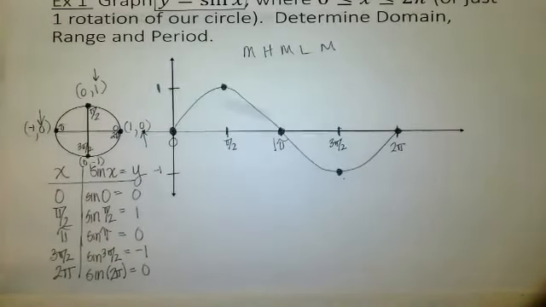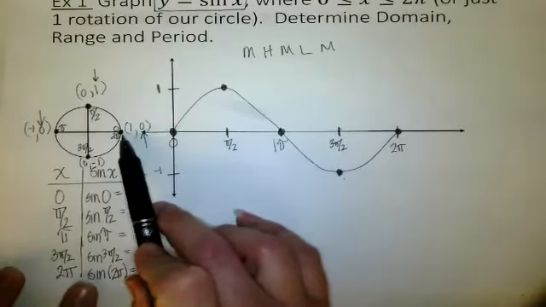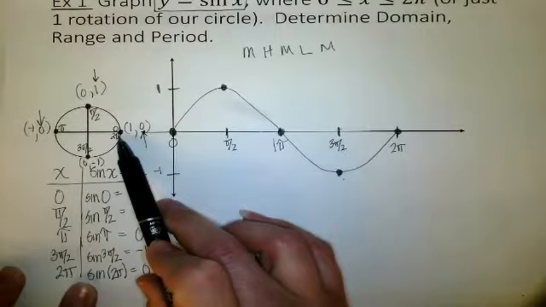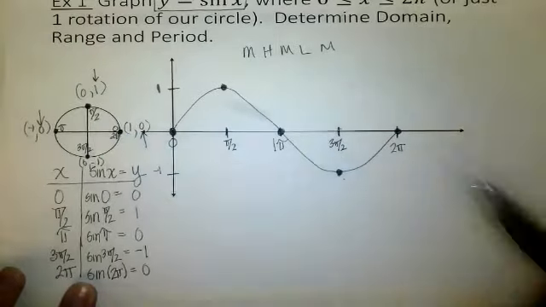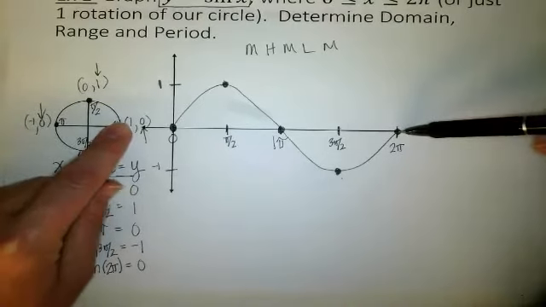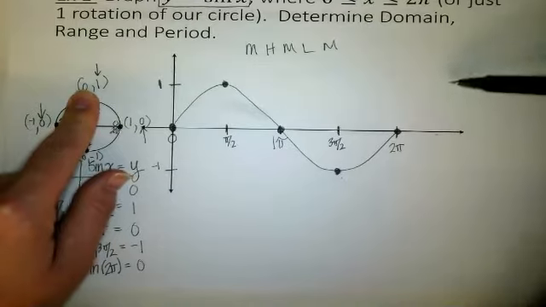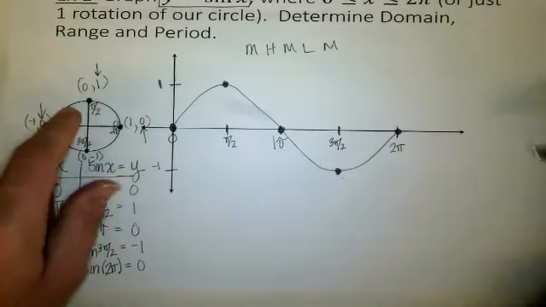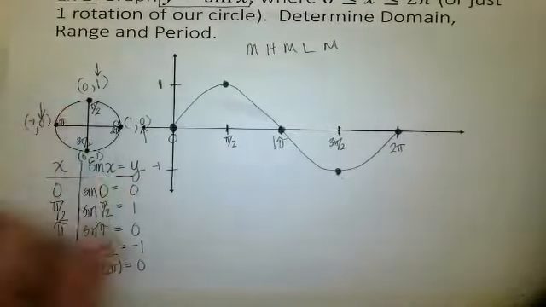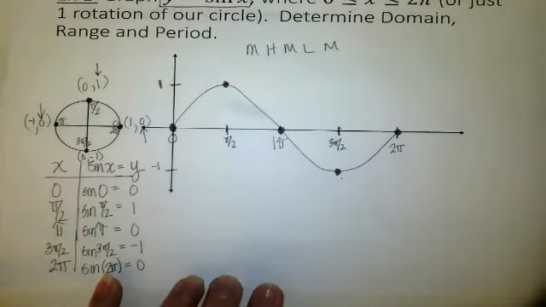Okay. Let me ask you a question. We just did one rotation of our circle. But could we keep going around? Yeah, we could go around forever, right? What do you think happens if we continued on our journey? So we were at 4 pi over 2. We do 5 pi over 2. What happens? It goes up and then middle and then low and then middle, yeah? So we keep doing middle, high, middle, low, middle, high, middle, low, middle, okay?